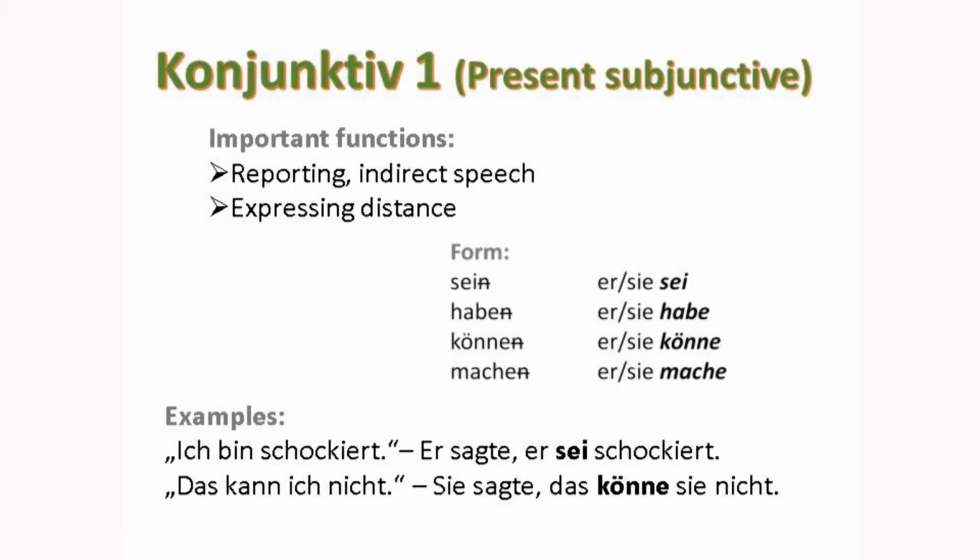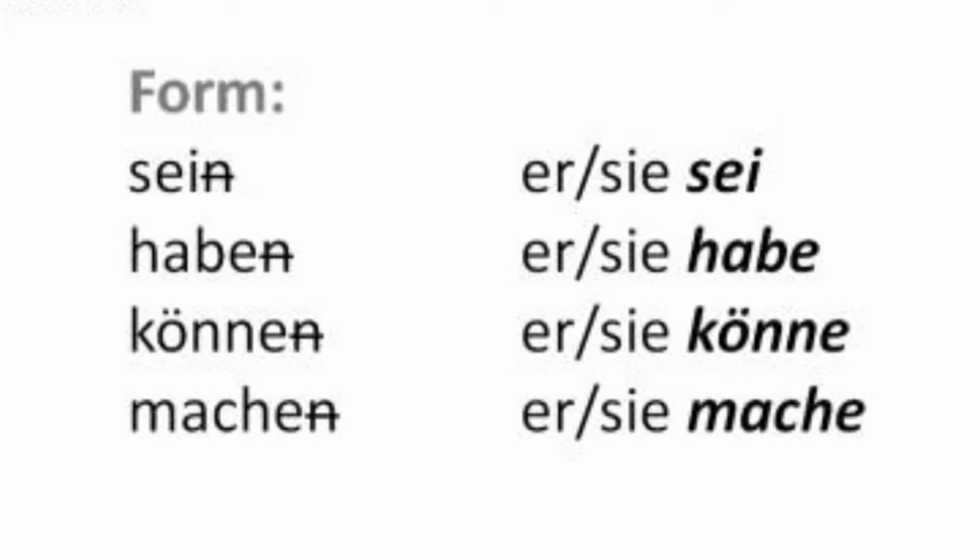You'd use it for reporting what someone else has said and in indirect speech. And it can sometimes express distance, but it doesn't have to. To form the subjunctive is actually very, very easy. You can just take the basic form of the verb and strike out the final N, and there you have a subjunctive which you can use with the third person, the er or sie.